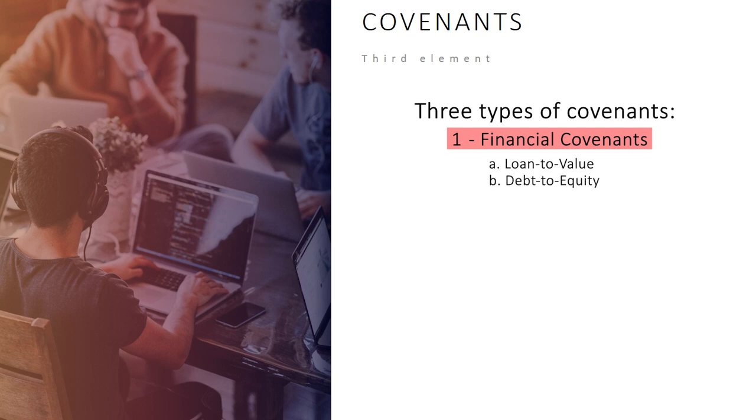B. Debt to equity. The ratio of a company's debt to its equity. It is calculated by dividing the company's debt by its equity. C. Minimum cash requirements. The minimum amount of cash a company must have on its books at all times during the loan term. Next type of financial covenants is portfolio covenants.